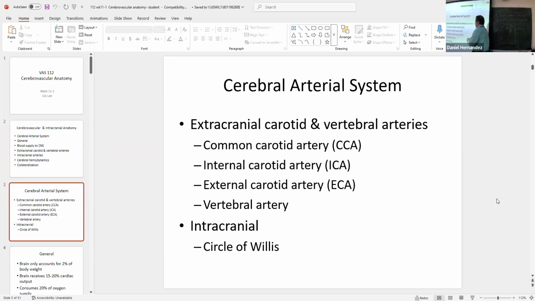In terms of the extracranial vessels, they're basically comprised of four vessels. We have our common carotid arteries, one on each side, right and left. The common carotid artery then bifurcates or splits into our internal and external carotid arteries. And then we have the vertebral arteries that are branches. Our first branch is off the subclavian arteries on each side. Intracranial, it's the circle of Willis.